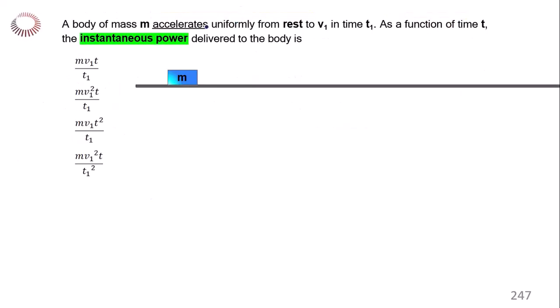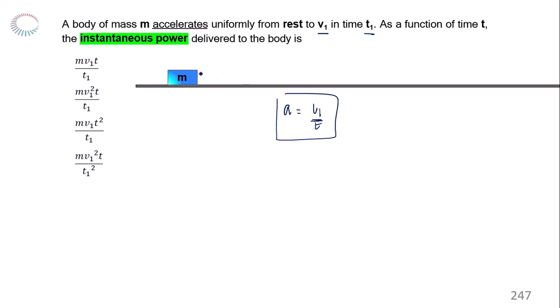Come to this one. A body of mass m accelerates uniformly from rest to v1 in time t1. Find the instantaneous power delivered by the body as a function of time t. So the acceleration is constant. What is the value of acceleration? Acceleration is equal to v1 by t1, because it starts from rest. This is the acceleration produced in the particle.